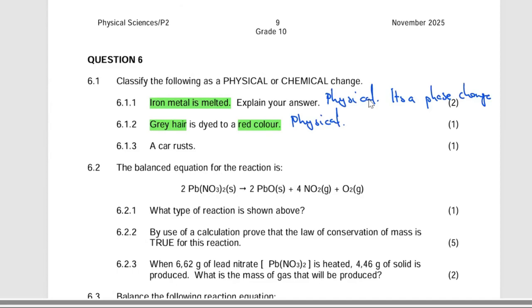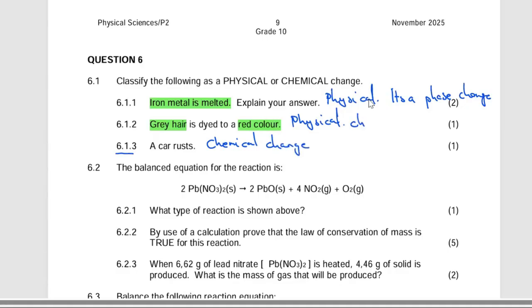What happened there? Yes, I understand we are using chemicals, so someone might be tempted to say it's chemical since we are using chemicals to dye your hair. But the property of the hair remains the same. Then here, 6.1.3, a car rusts, right? What is going to happen there? There's going to be a chemical change, like that.